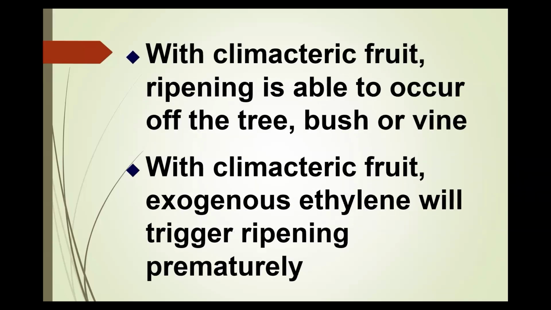With climacteric fruit, ripening is able to occur off the tree, bush, or vine. With climacteric fruit, exogenous ethylene will trigger ripening prematurely. Now, exogenous means ethylene occurring outside the tissues, so externally applied ethylene. If it were ethylene produced by the tissues themselves, it would be referred to as endogenously produced ethylene.